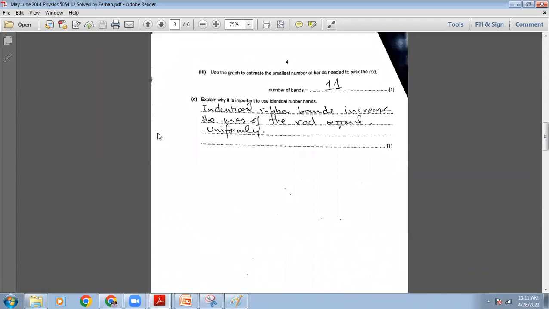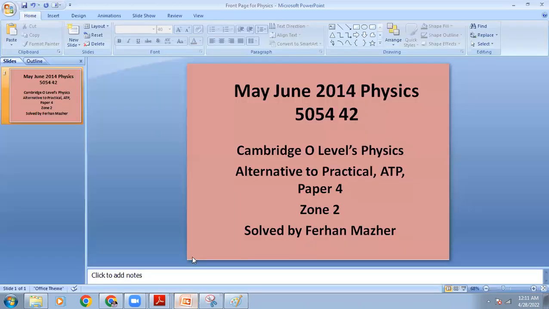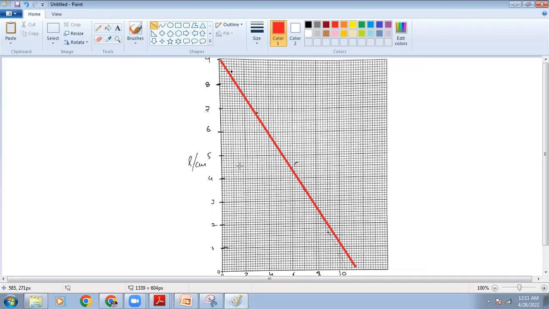Next: use the graph to estimate the smallest number of bands needed to sink the rod. When you sink the rod, the height will be 0.